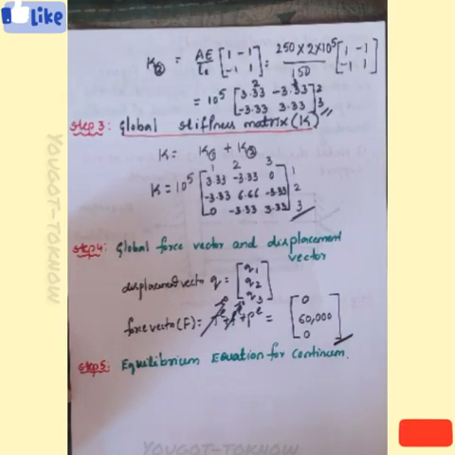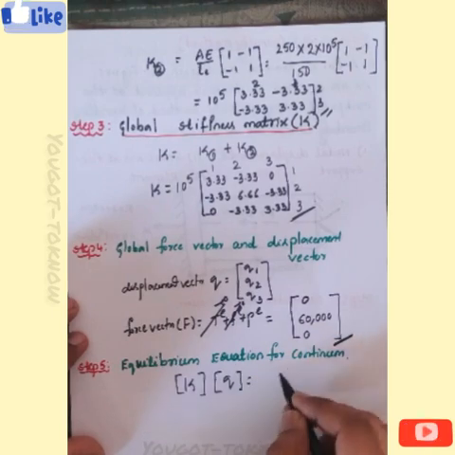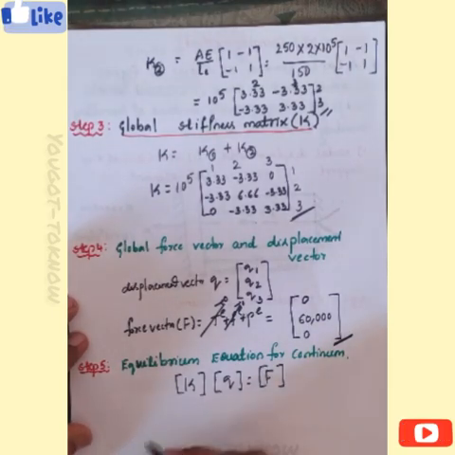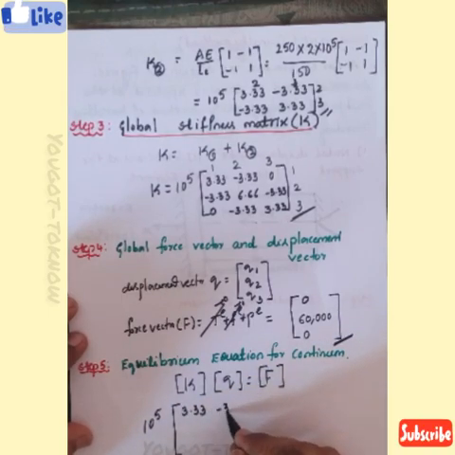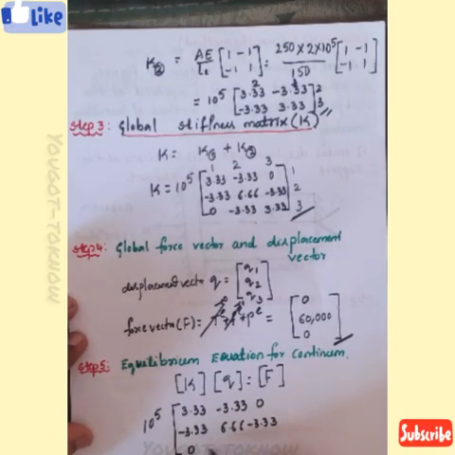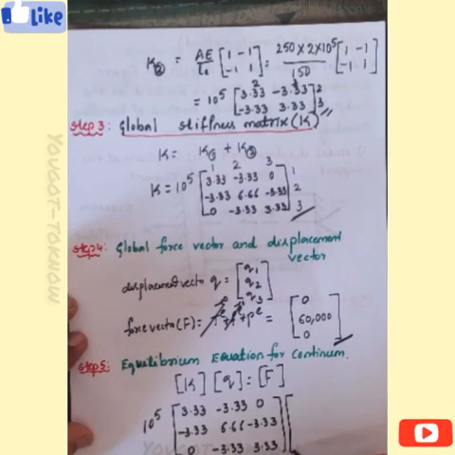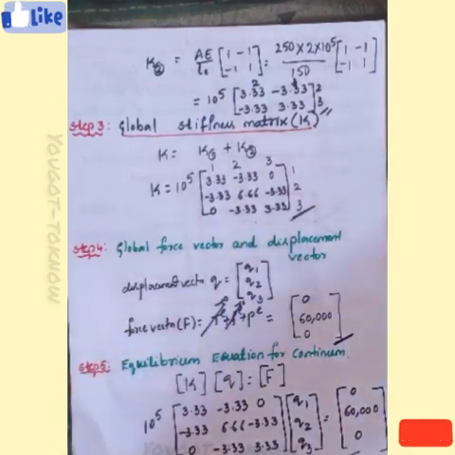Now you got F, you got Q, you got K. Now write the equilibrium equation for the continuum. What is the equilibrium equation for the continuum? K into Q is equal to F. What is K into Q equal to F? 10 power 5, 3.33 minus 3.33, 0, minus 3.33, 6.66, minus 3.33, then 0, minus 3.33, 3.33. This is your K. What is Q? Q is Q1, Q2 and Q3. What is F? F is 0, 60,000 and 0. This is your formulation of the equilibrium equation for the continuum.